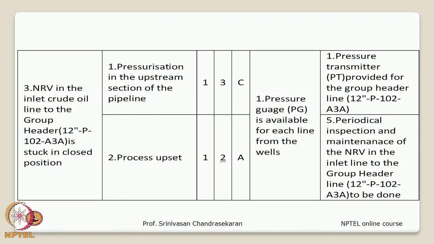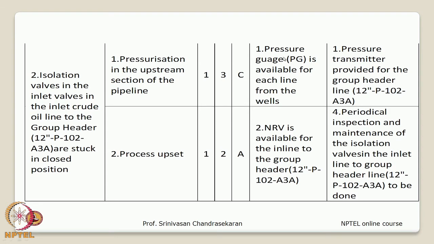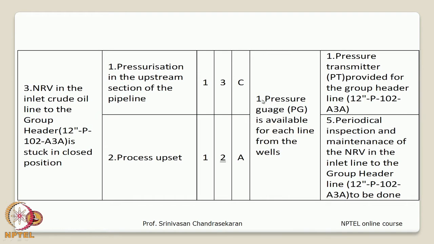So, we are talking about the non-return valve in the inlet crude oil line which is stuck in a closed position. It may result in pressurization of the upstream line, and it may cause process upset. A pressure gauge is available in each line. So again, this safeguard is common: a pressure gauge is available in each line from the wells. So, it gets the number automatically from the database.